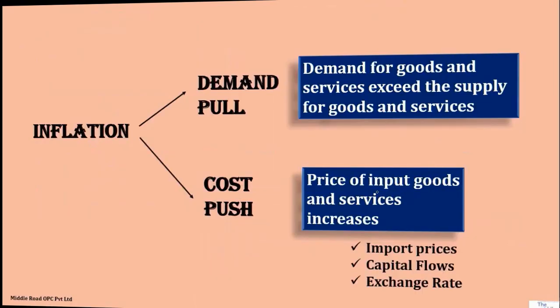and economic growth. When we are talking about inflation, there are two types: demand pull and cost push. Demand pull is when your economy is very heated up, and demand for goods and services goes way beyond the supply of goods and services. But cost push is when goods or services become more expensive. Some of the drivers, which I've covered here, are import prices, capital flows, and exchange rates.